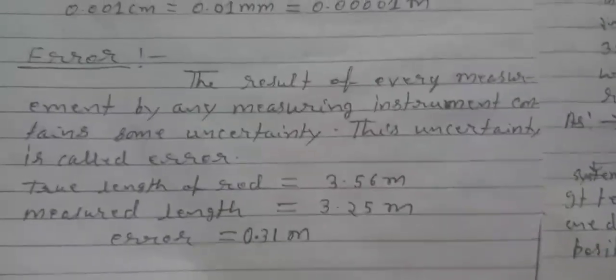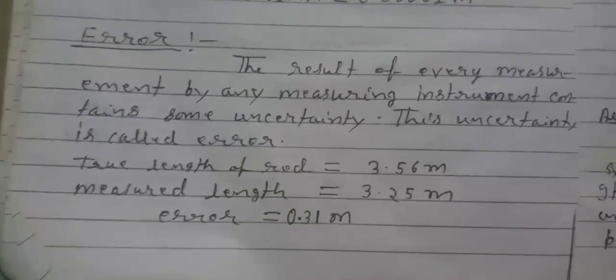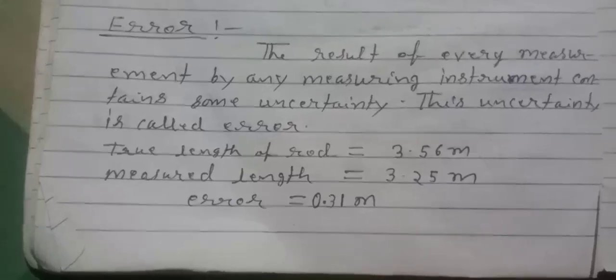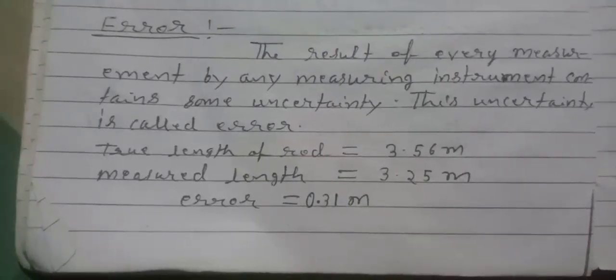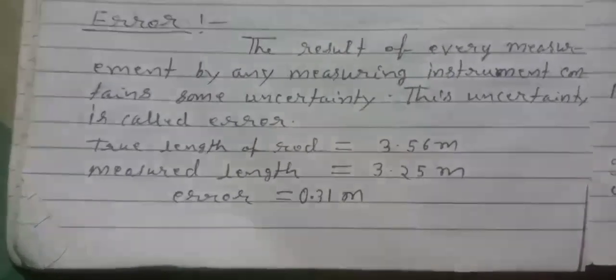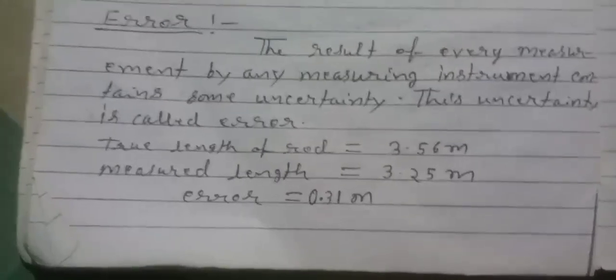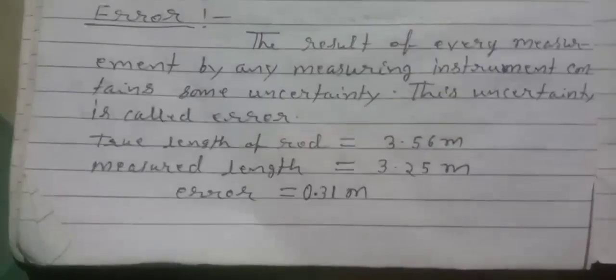Error. The result of every measurement by any measuring instrument contains some uncertainty. This uncertainty is called error. Consider the true length of a rod is 3.56 meter, but the measured length is 3.25 meter. Then the error will be 0.31 meter.